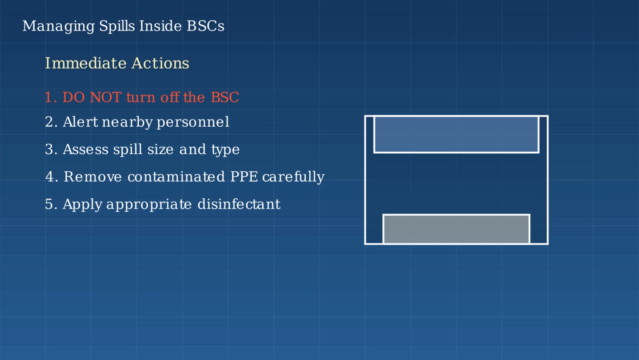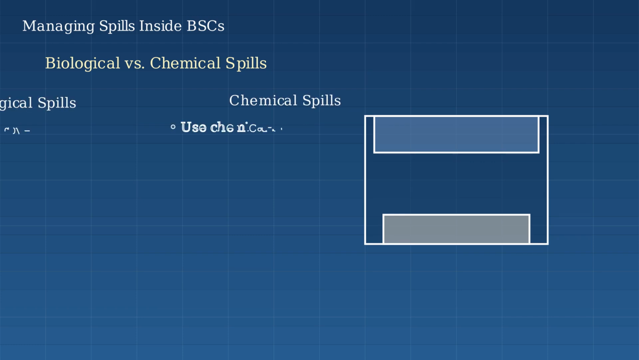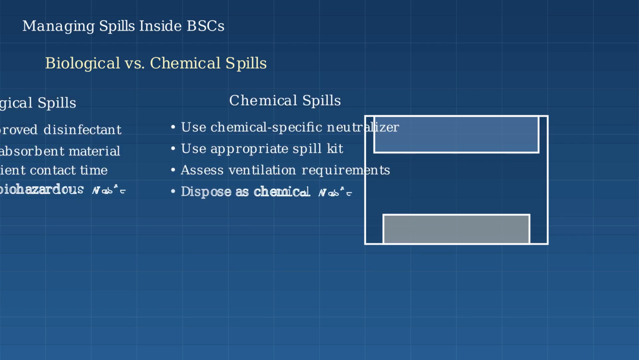Keeping the BSC running is critical, as the continuous airflow helps prevent contaminants from escaping. The cabinet's inward and upward airflow directs aerosols away from the user and into the HEPA filters. Different types of spills require specific approaches. For biological spills, use your lab-approved disinfectant, cover with absorbent material, allow sufficient contact time, and dispose as biohazardous waste.